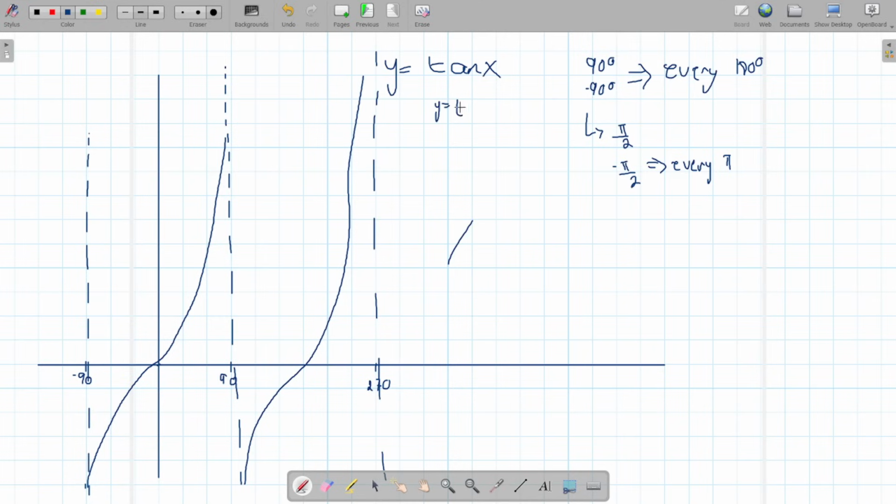Let's say now I told you y equals 2 tan x. We're changing the a. In tan, there's no amplitude. The height is always the same. The only thing that might change is y equals tan 2x. What changes? Same thing. Divide by 2, divide by 2, divide by 2. That's it.